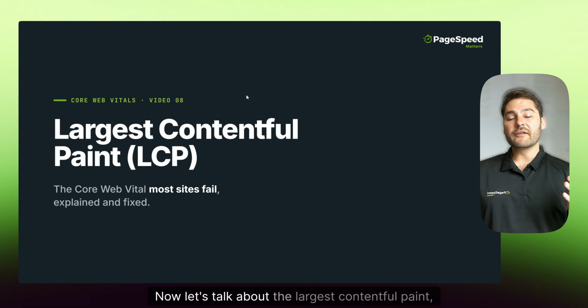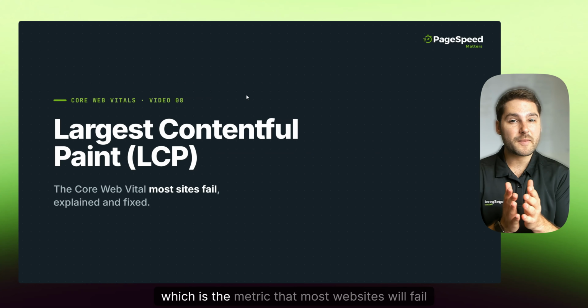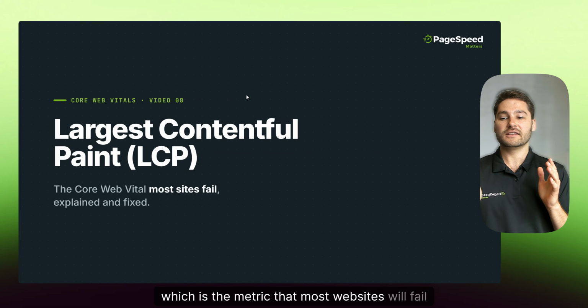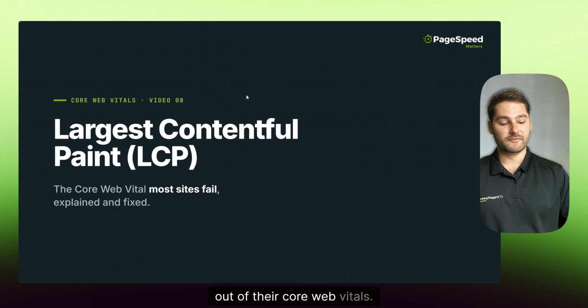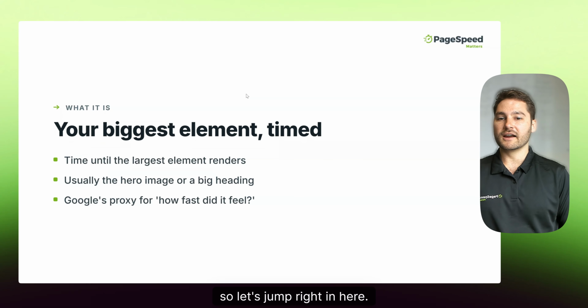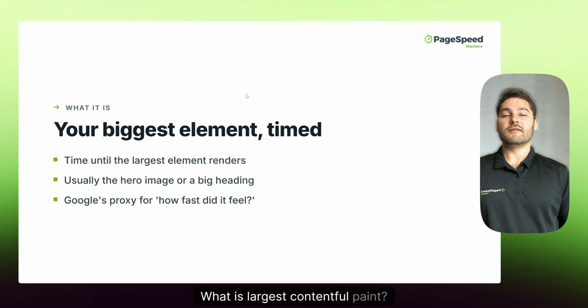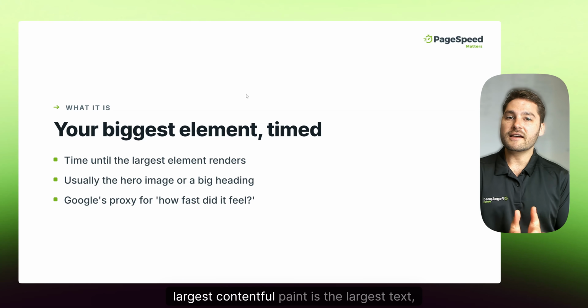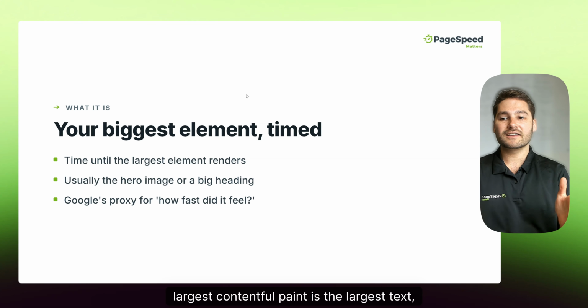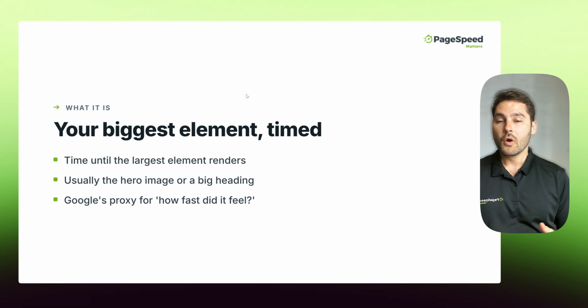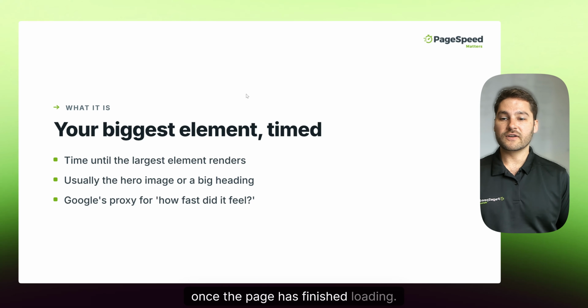Now, let's talk about the largest contentful paint, which is the metric that most websites will fail out of their core web vitals. So let's jump right in here. What is largest contentful paint first? Largest contentful paint is the largest text, video, or image element once the page has finished loading.